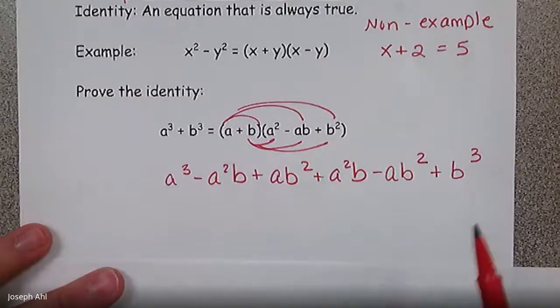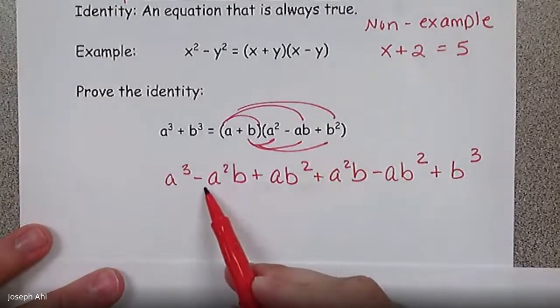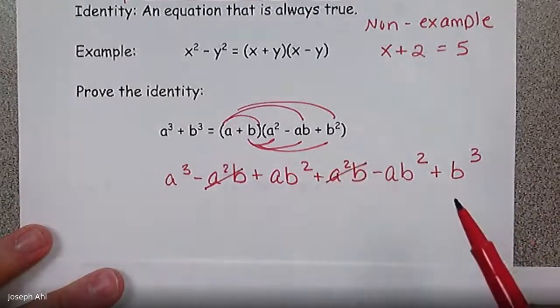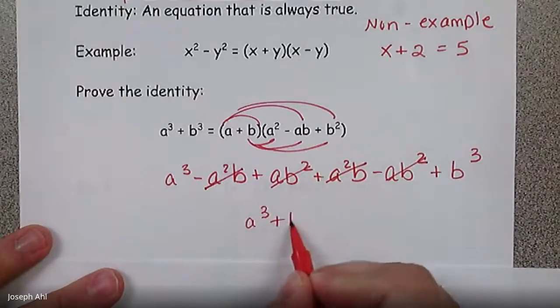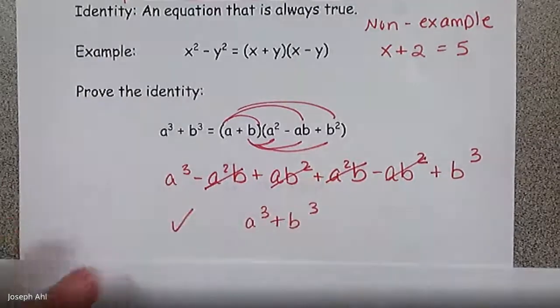And then if we think about combining like terms, notice how we do get a bunch of things to cancel out. The minus a squared b, the plus a squared b, ab squared and negative ab squared. So we are just, in fact, in the end, left with a to the third plus b to the third. And thus we've proven the identity.